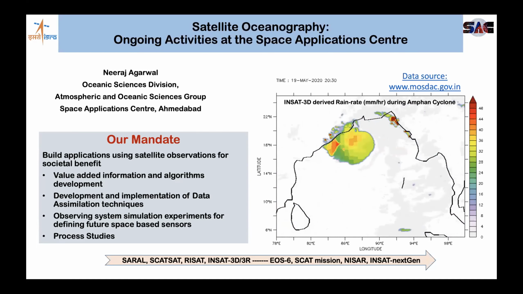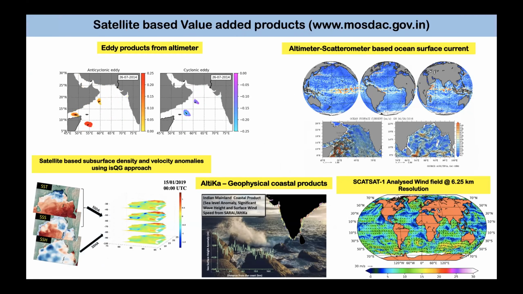So some of the value-added products that we are developing routinely are available on www.mosdec.gov.in. So one can have a look at that. These are available for download. For example, the eddy parameters such as the shape, size, and the amplitude of the eddies, whether it is cyclonic or anticyclonic, all this information from altimeter is derived and kept at the MOSDAC website.